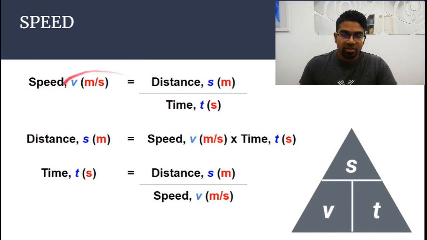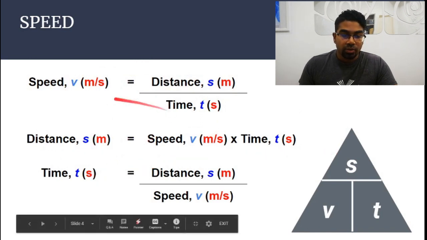So when we rearrange this equation, we can also get the equation for distance. The distance is equal to speed times time, and we can also rearrange for time. So time will be equal to distance divided by speed. Now this is a very popular triangle. This is to help you remember the formulas, so you don't have to memorize all three formulas. All you have to do is remember this triangle.